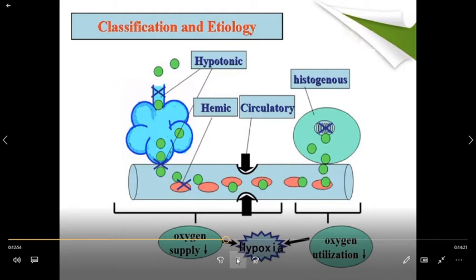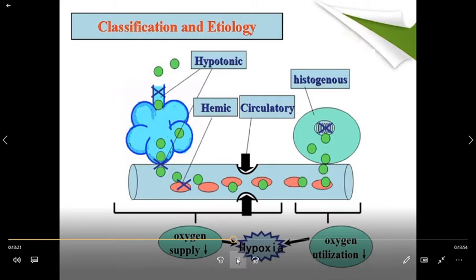Then at the end, the green one is a cell which needs oxygen. When the oxygen is transported to the cell but the cell does not have the ability to use oxygen, that type of hypoxia is called histogenous hypoxia.